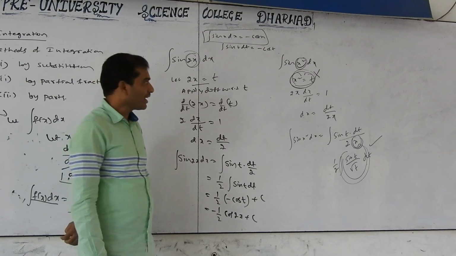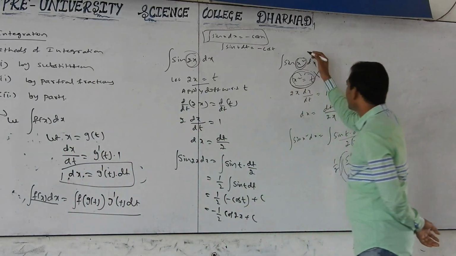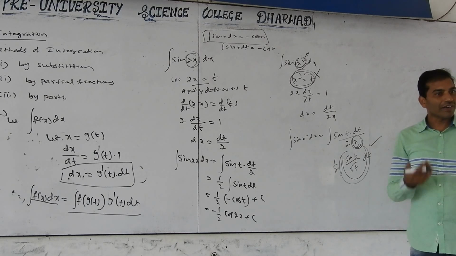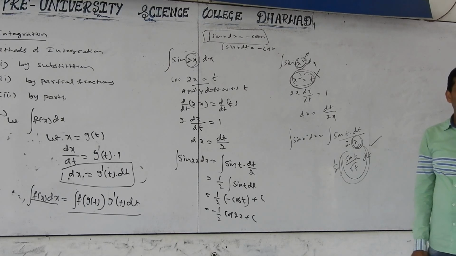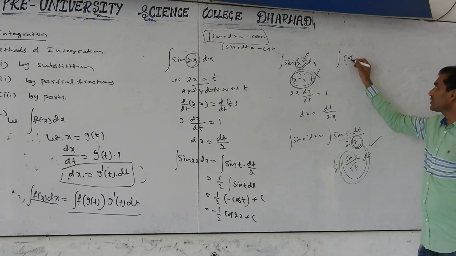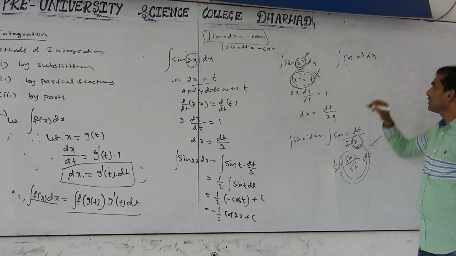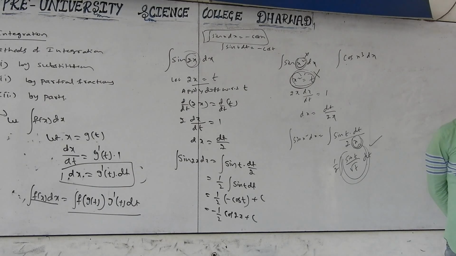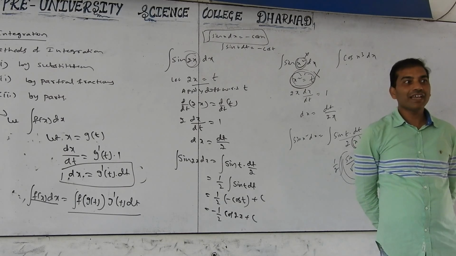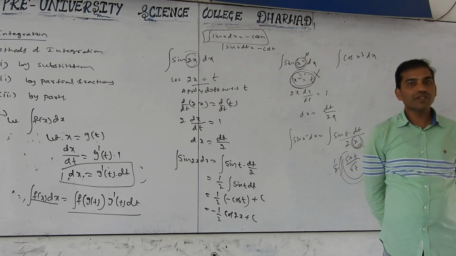Are you following? Next, for example, this integration is not possible; we can't find it by the substitution method: integration of cos of x cube dx. Is it possible to take x cube equal to t? No. Why? Because the x cube differentiation is 3x squared, and then x squared is not there. That's why don't take it.